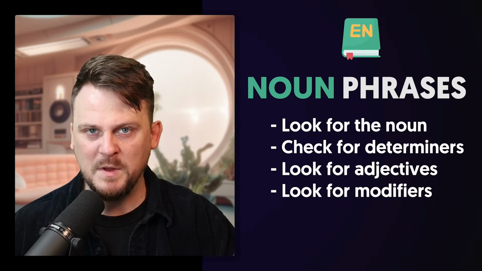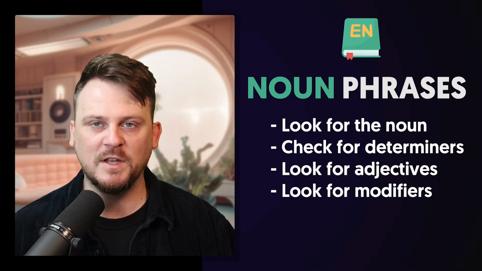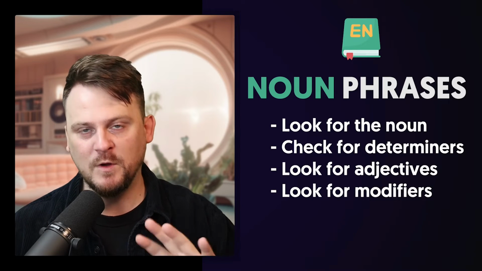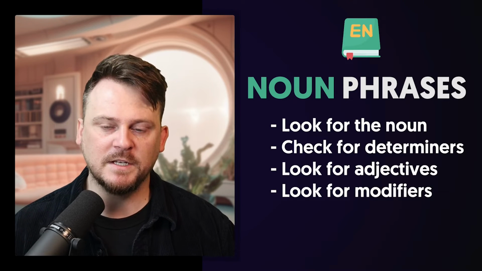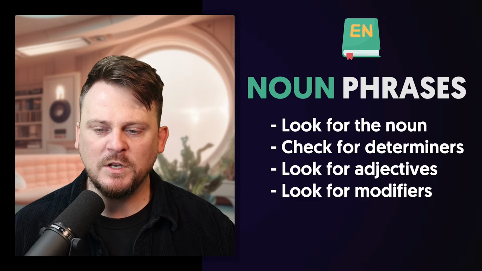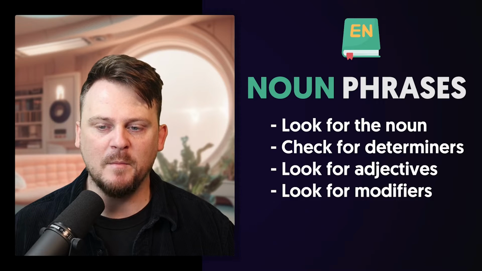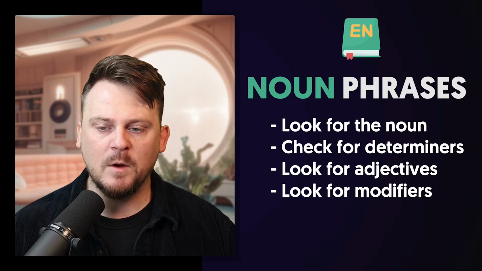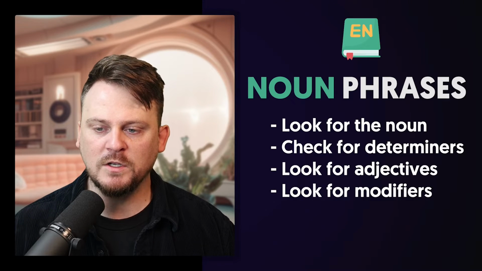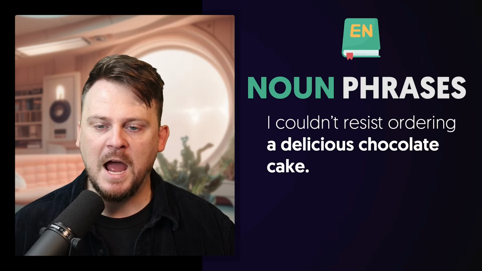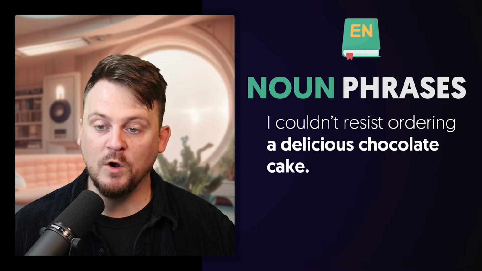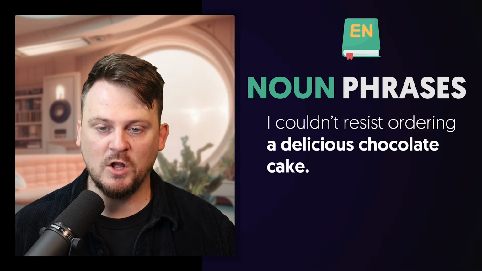So you just have to be aware of the different types of modifiers that you could see and how those can help you identify noun phrases. So why don't we just get into some examples, right? We're going to start with: I couldn't resist ordering a delicious chocolate cake.